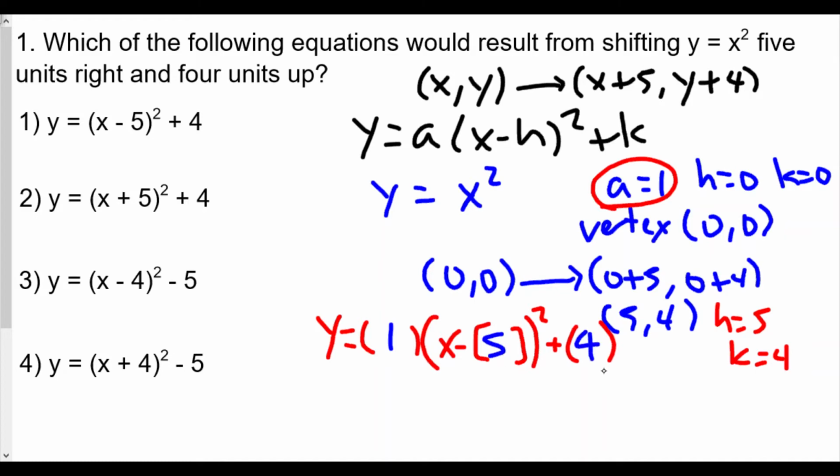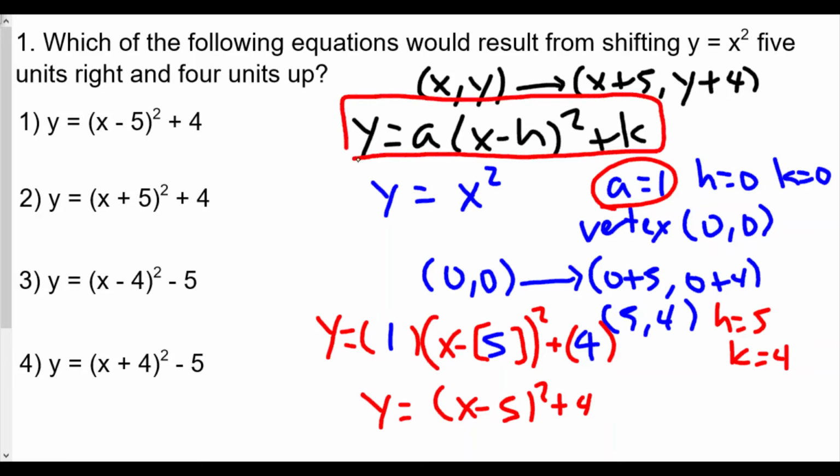Now I recommend writing out this template and then filling in the values, because sometimes we might mix up the values, especially inside of the x value. We see positive, we think it should be x plus 5. Instead, our equation is y equals x minus 5 squared plus 4. I know some of you might have trouble with this, so write out the template for the vertex form, and then just plug in our h and k value, and of course the a value too. So we have y equals x minus 5 squared plus 4. It'll be choice 1.